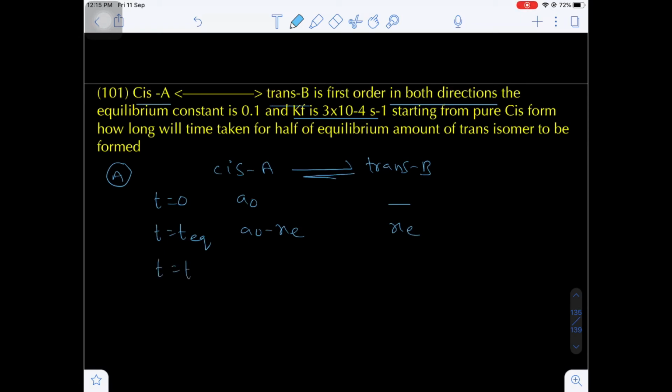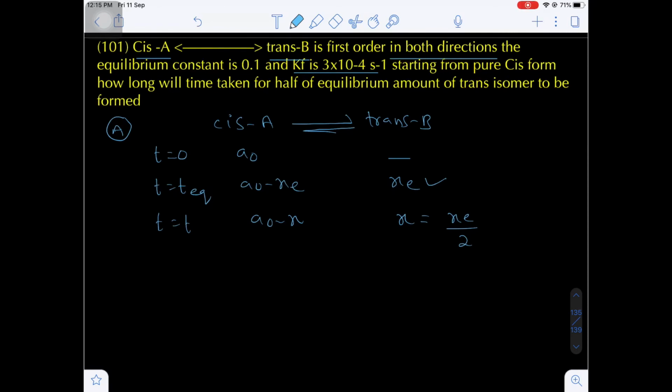Now at a time interval t, what will be the concentration of the reactant? A0 minus X, and the concentration of the product, that is the trans isomer, will be X. But in the question, the concentration of trans isomer will be half of the equilibrium amount. What is the equilibrium amount of the trans isomer? Xe. Half of the equilibrium amount will be Xe by 2. Are you getting my point? Now what is the equilibrium constant? It is nothing but the rate constant ratio of the forward reaction to that of the backward reaction. Do you know this formula?